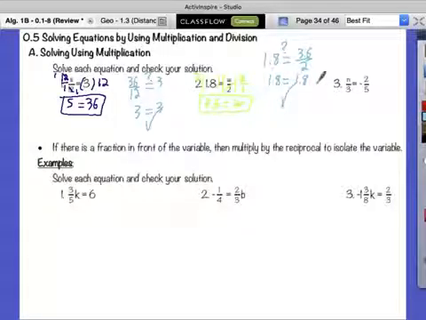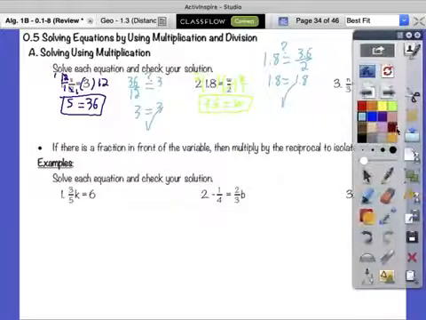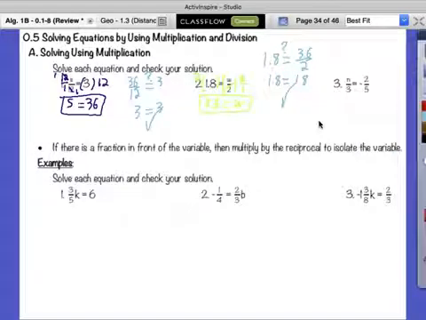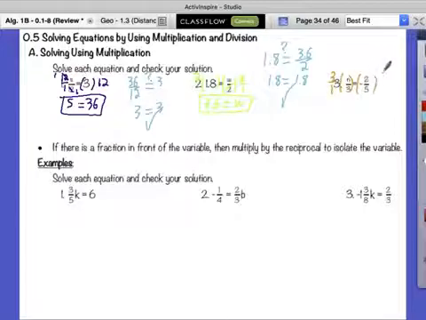Alright, let's talk about this one up here. So n is being what right now? What's happening to it? Divided by 3. How are we going to do that? Multiply by 3, the same thing. Or 3 over 1 if you prefer. Multiply this by 3 over 1 as well, or 3. So this 3 and this 3 reduce, and it just becomes n.